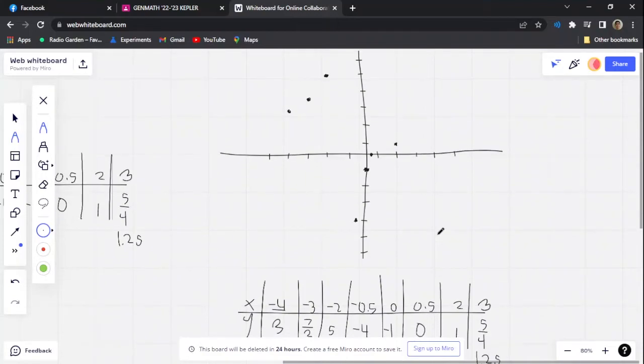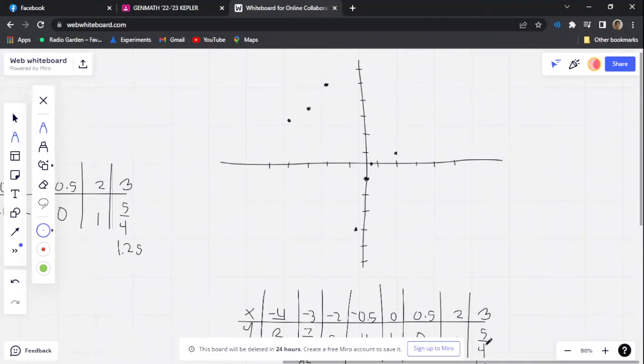Next is 3. So, 3 and 5 over 4, or 3 and 1.25. So, 3, which is located here, and then 1.25. So, 1.25 is here. So, we have 3, so our point is here. So, as you can see, these are the points of our graph.